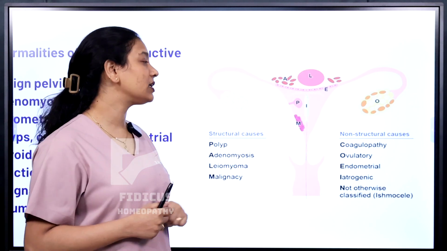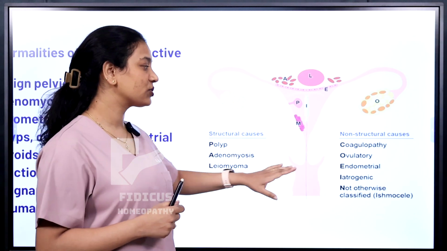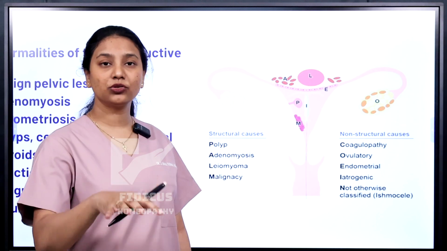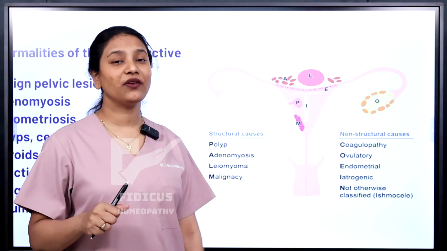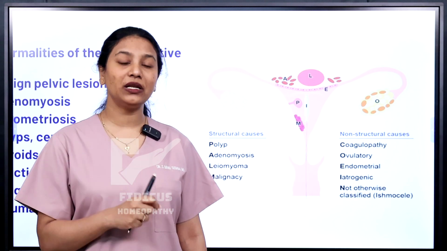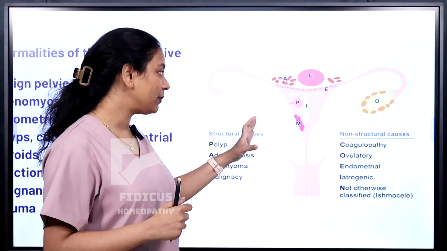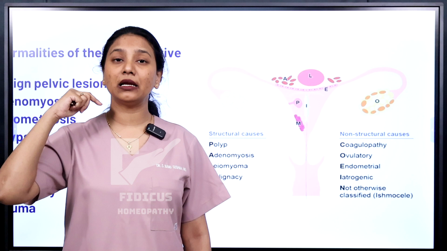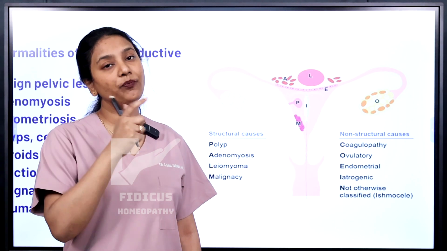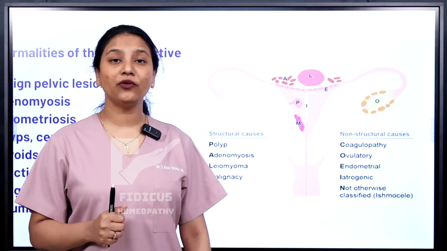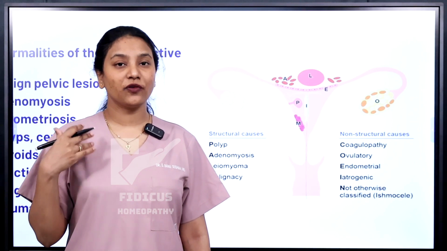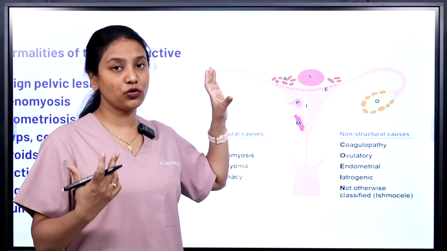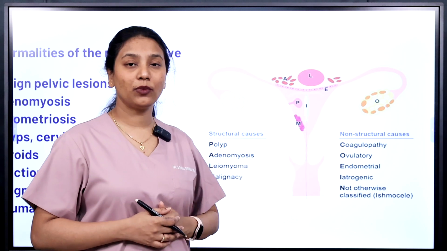These are the structural changes that occur in the uterus. What are the non-structural causes? That is coagulopathy. Any sort of coagulation problem can also lead to abnormal uterine bleeding. Then ovulatory: anovulatory or ovulatory rhythm problems can cause abnormal uterine bleeding. And then we have endometrial. If the endometrial thickness is too much, that can lead to a bulky uterus and abnormal uterine bleeding. Remember that in anovulatory cycles, when there is too much production of estrogen, it can increase the thickness of the endometrium, which can also lead to abnormal uterine bleeding.